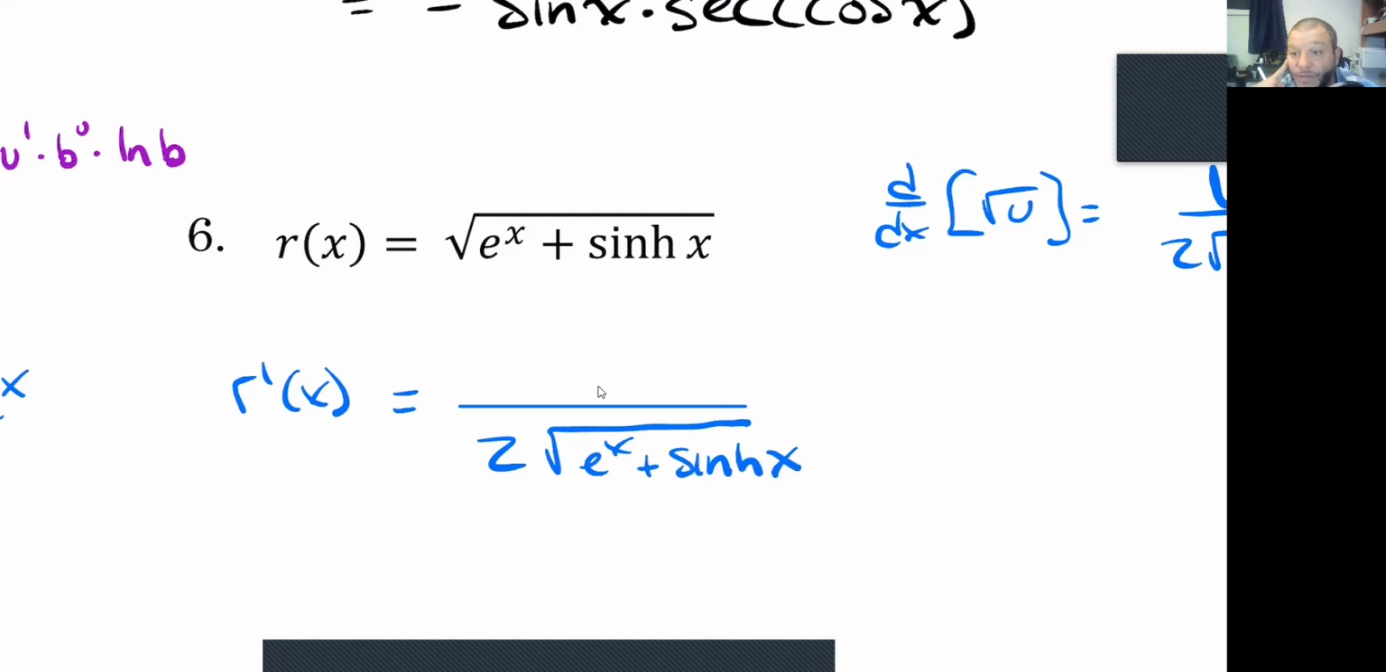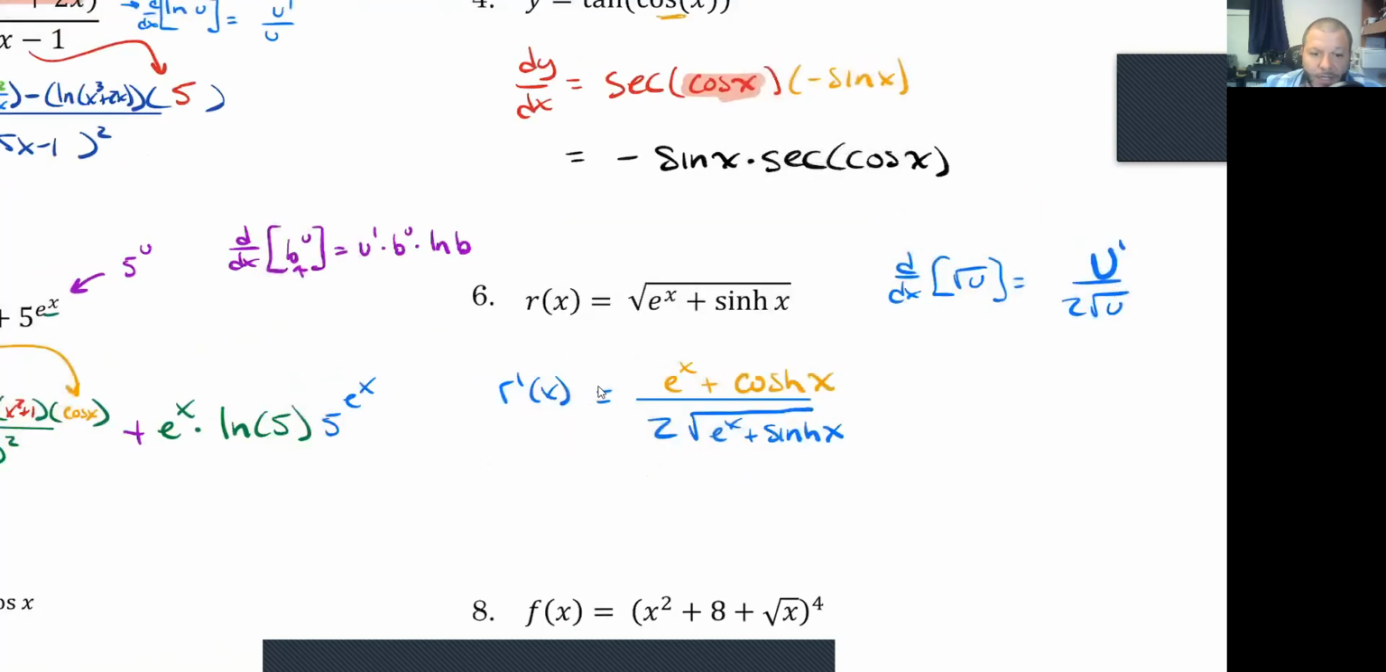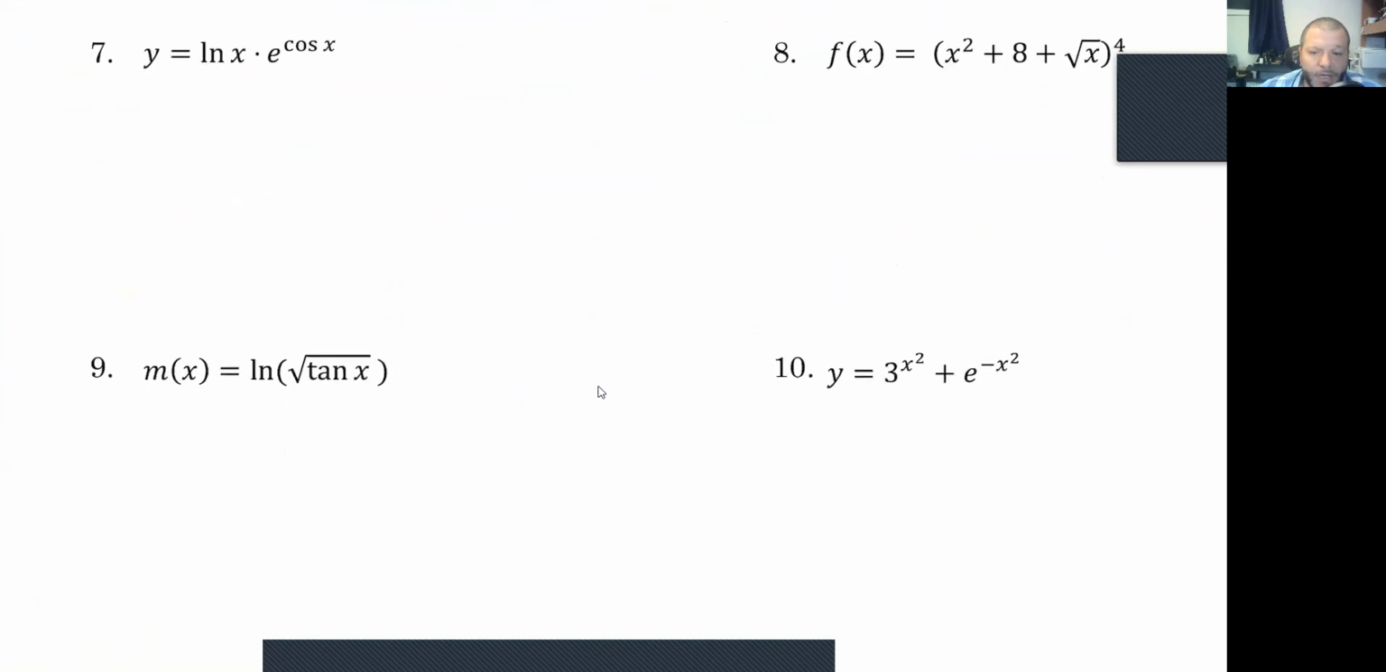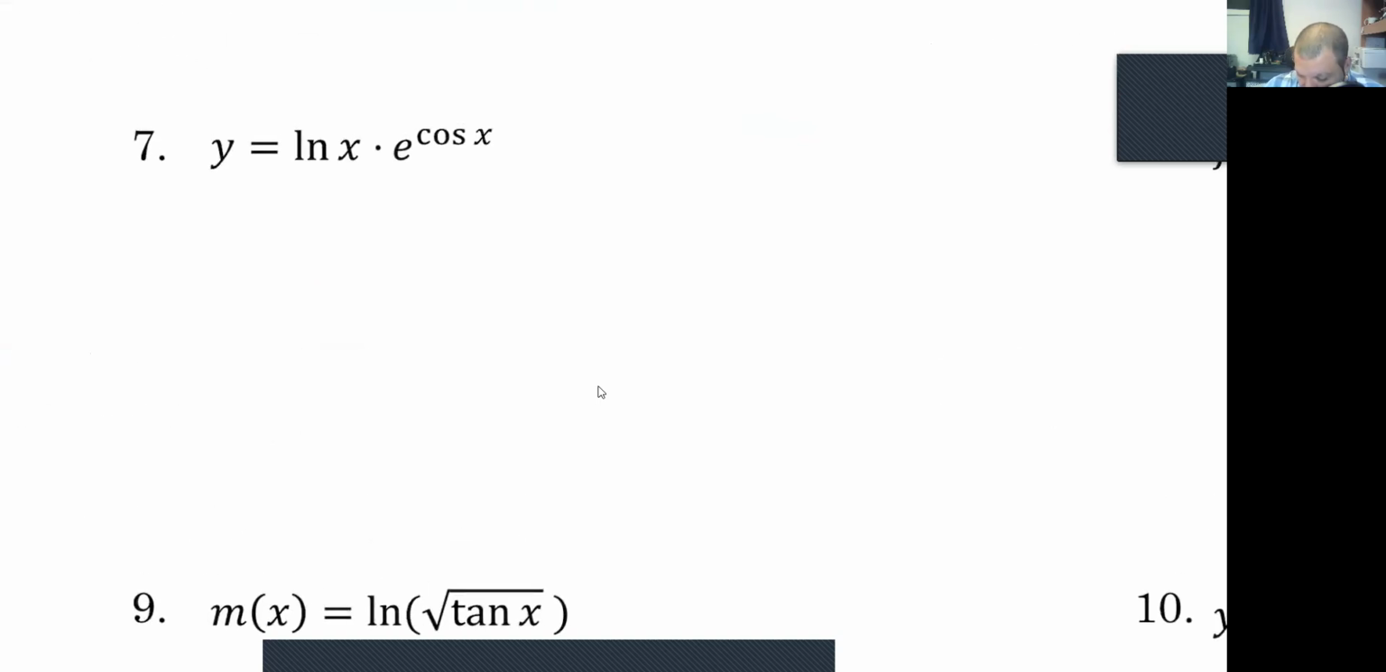And then we just have to take the derivative of the inside, right? That's going to be nice because we're adding. Derivative of e to the x is e to the x. The derivative of the sinh is the cosh. And so there's our derivative. And then maybe we'll do one more of these things in this video.